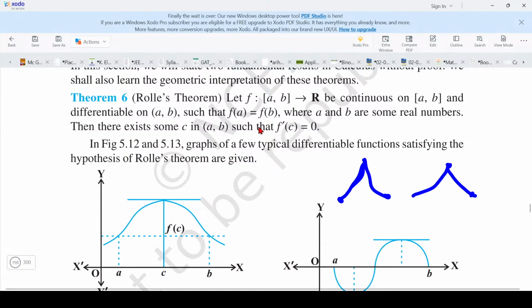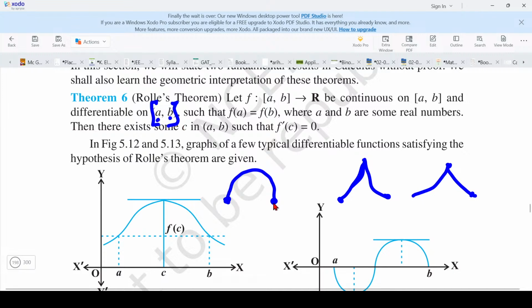Now, please notice that differentiability need not be there at A and B. See, here it is a closed bracket, here it is an open bracket. Why? Because this kind of function is permissible, right? Here the slope is infinity at A and B, which means at A and B the function is not differentiable. If you put this condition, you are putting an extra condition, forcing it to be differentiable at A and B also.